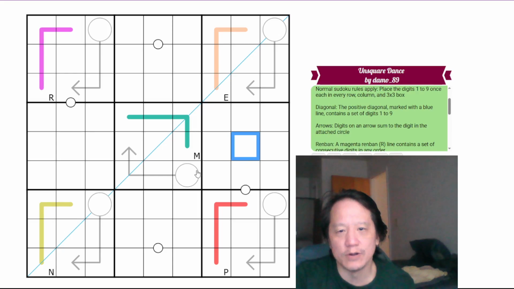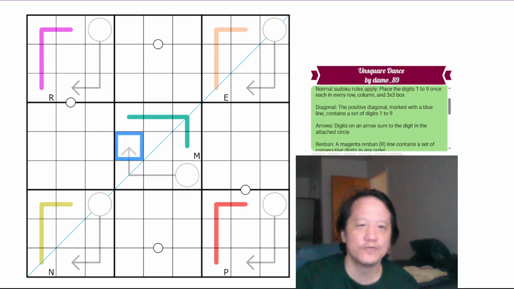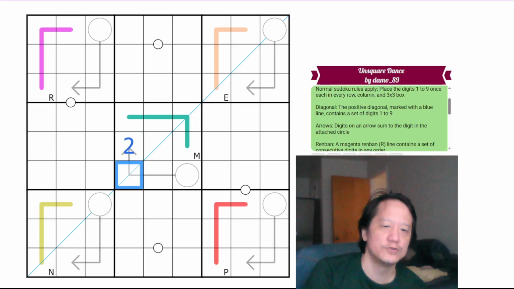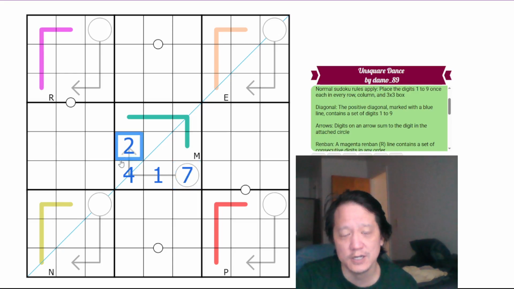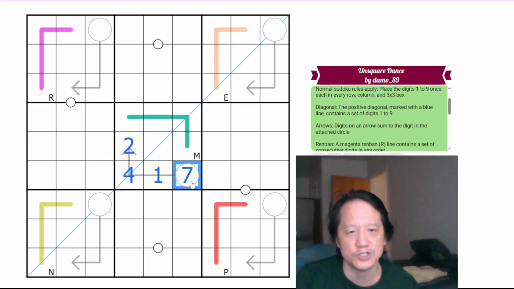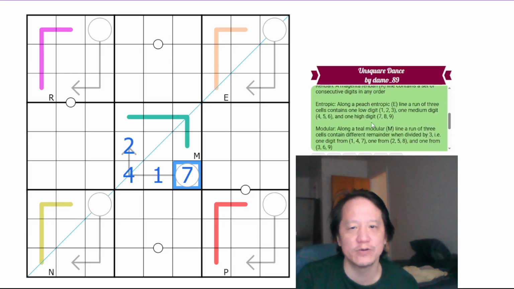We have arrows, where digits on an arrow sum to the digit in the attached circle. So for example, if you have 2, 4, and 1 there, then this must be 7, because these 3 digits must add up to the digit in the circle, and 2, 4, 1 adds up to 7. So that's an example of how the arrow works.